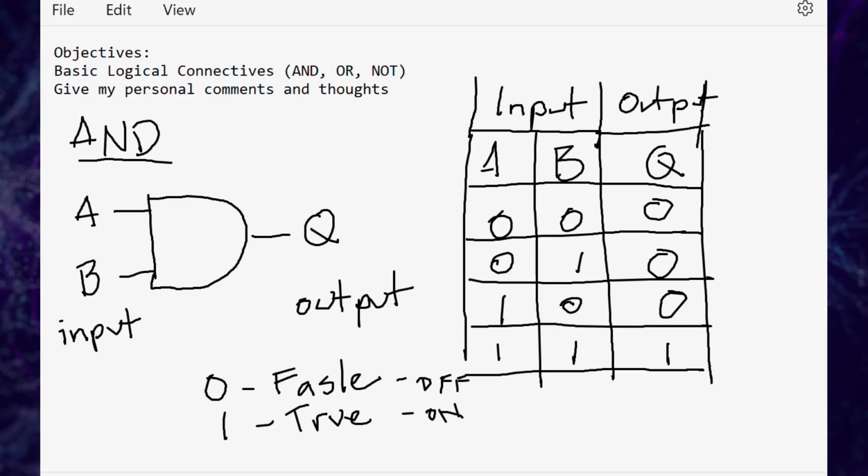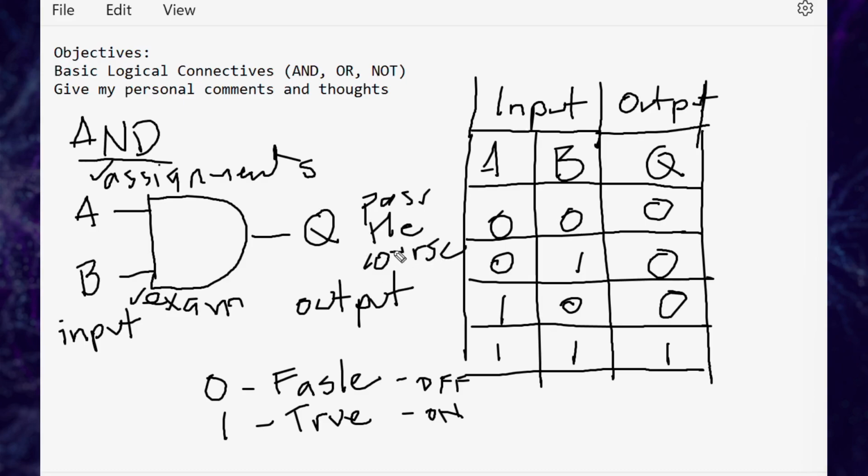An example of this is, let's say, A is assignments and the other one is exam. If you pass the assignments and also pass the exam, that's the only time you will pass the course. If one of the two inputs is missing, or is false, then you will not pass the course. You will only get the output 1 if both inputs are true. That's it.